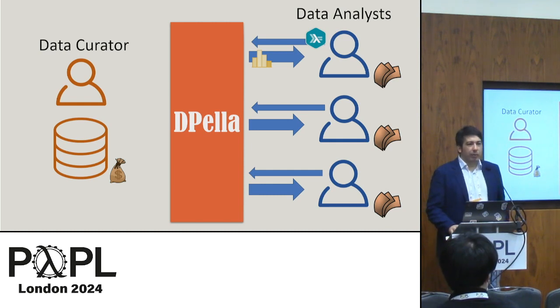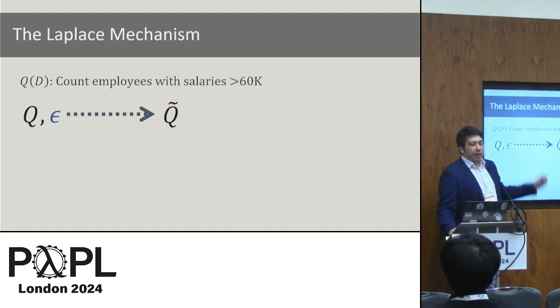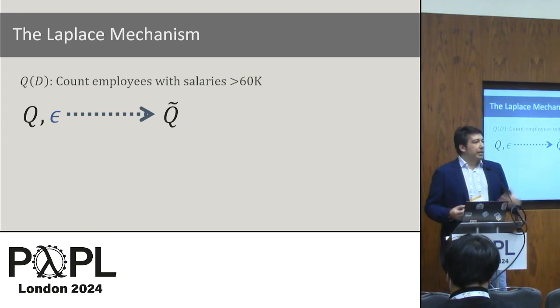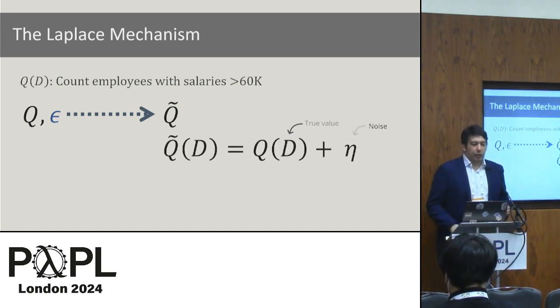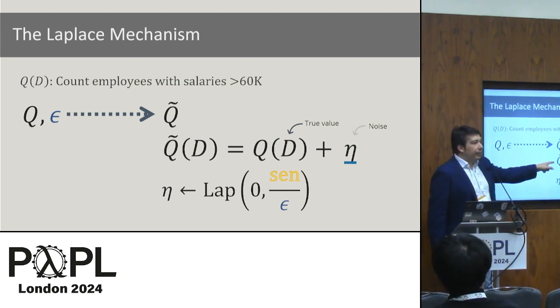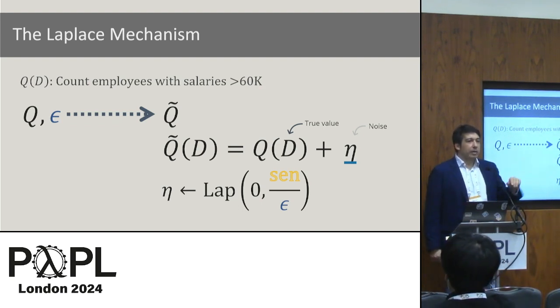Right, so how do we build these randomized queries? I'm going to show you one simple way to do it, so you have the whole picture of how this works. Imagine you have a query that says: count how many employees have a salary bigger than 60K. The way we create this randomized query is by taking the original query and the privacy parameter, and synthesizing the Q tilde. We just add noise to the original result of the query, but that noise needs to come from a special distribution: the Laplace distribution, centered at 0, with a scale of sensitivity over epsilon. I will tell you what that means.